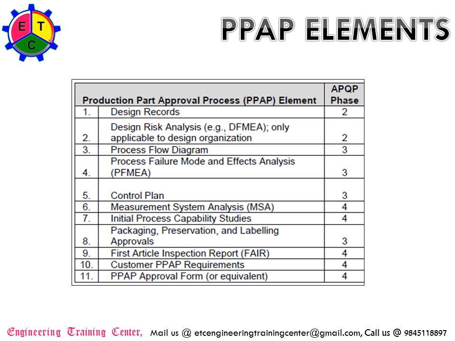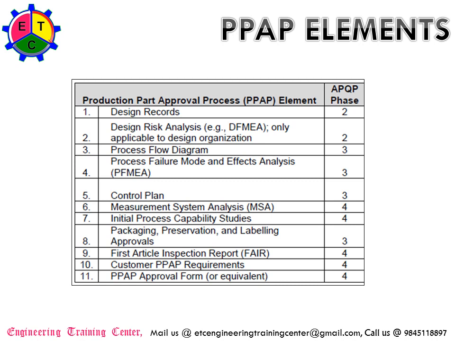So first one is the production part approval process file deliverables are the design records, which comes from the APQP phase 2, and then design risk analysis, example DFMEA only applicable to the design organization, that also comes from the APQP phase 2. Process flow diagram, which we discussed in the APQP phase 3, that comes from the phase 3. And then the process failure mode effect analysis, PFMEA, DFMEA and PFMEA are very important deliverables. This comes from the phase 3.